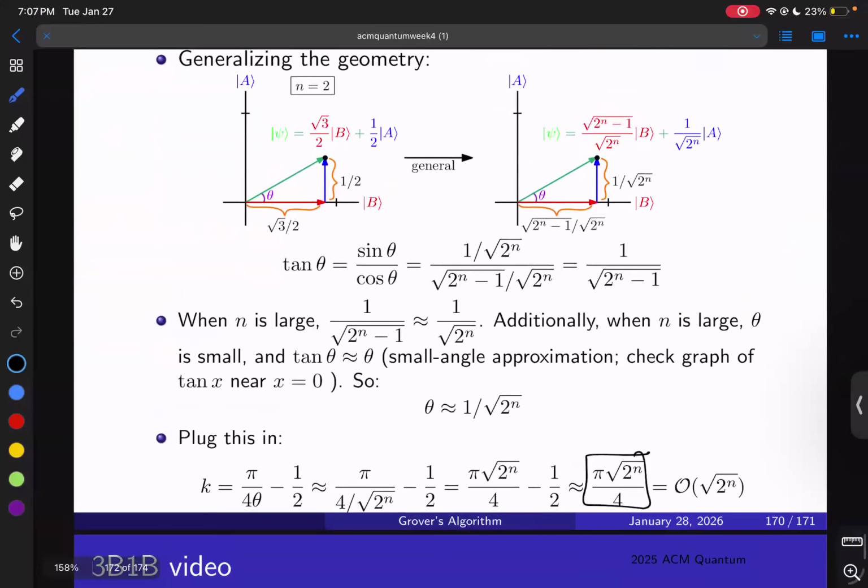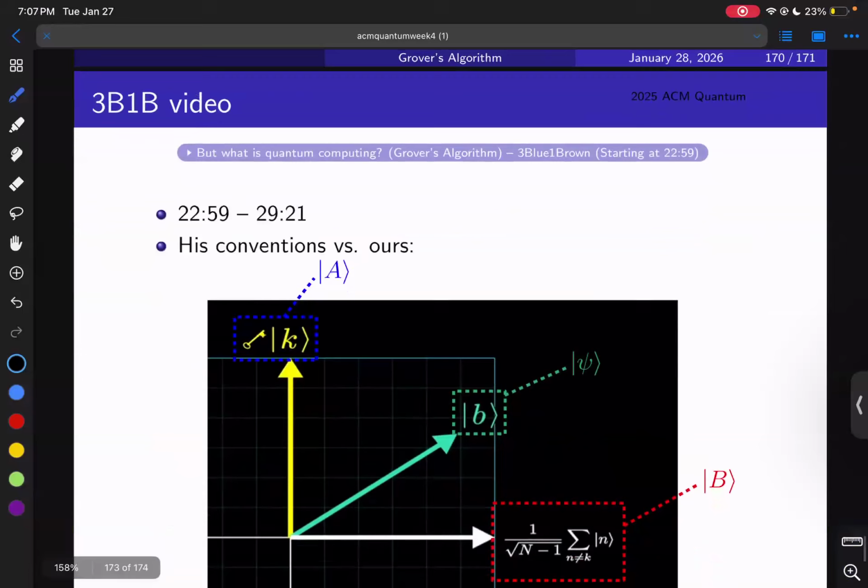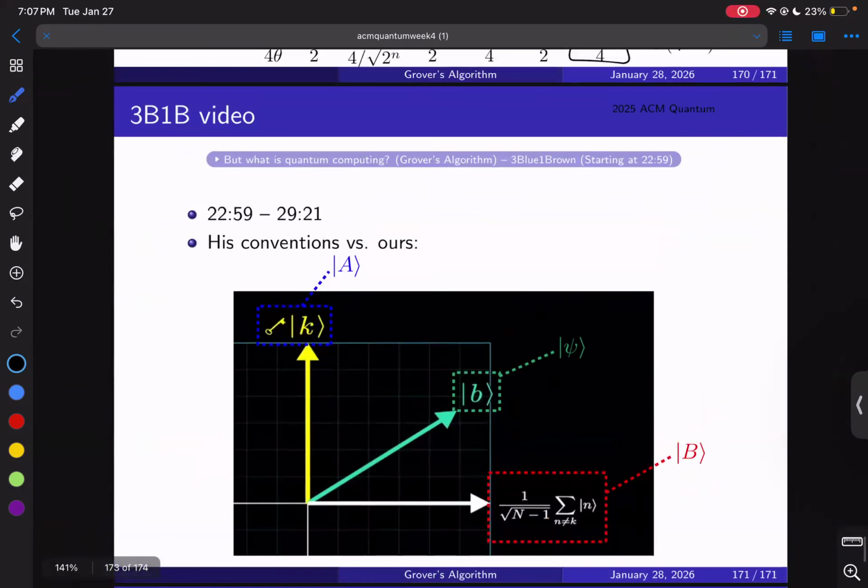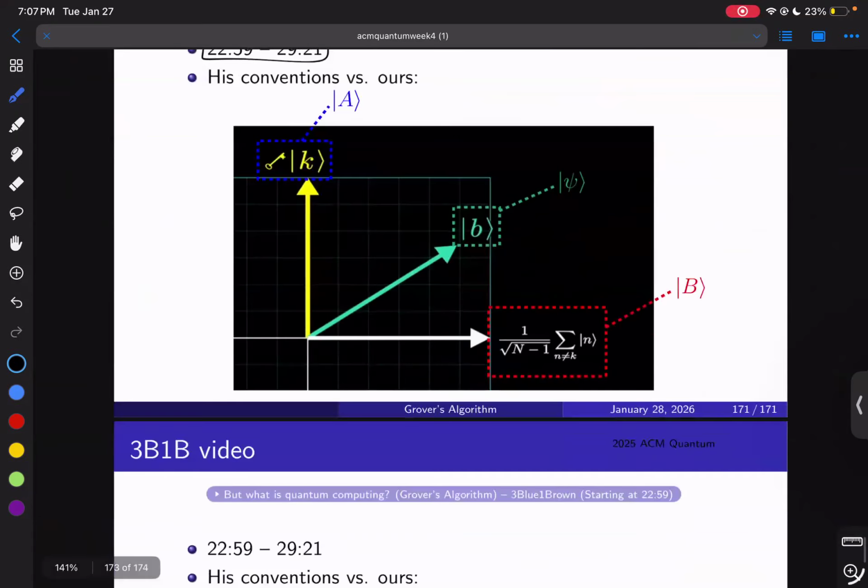Okay, that's it for Grover's algorithm. Should we watch the video? No? Okay, if you're interested, 3Blue1Brown is a YouTuber. He has a video on Grover's algorithm, and it covers pretty much the exact same thing that we just did. And these timestamps will be pretty useful to watch if you're interested. But yeah, that's pretty much it.